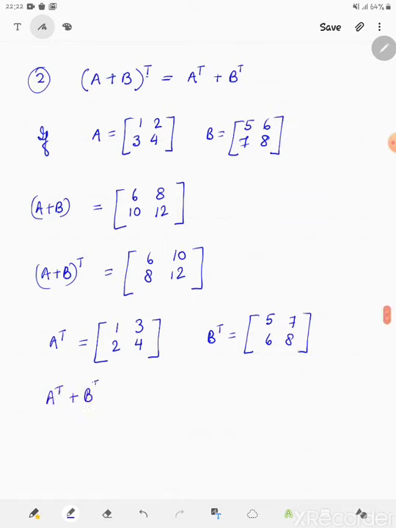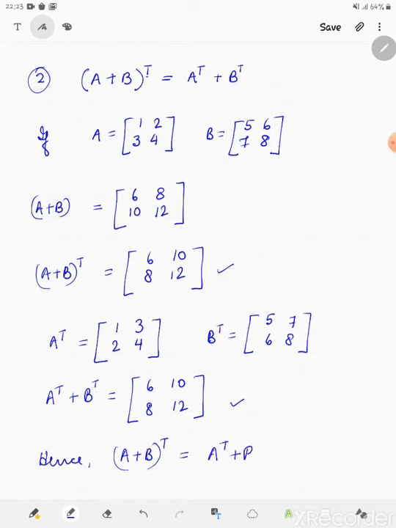Let us now add A transpose and B transpose and find what do we get. So what do we get? 1 plus 5 is 6, 3 plus 7 is 10, 2 plus 6 is 8 and 4 plus 8 is 12. Fine. So now you can see that the result of (A plus B) transpose and the result of A transpose plus B transpose is the same. Hence it is proved that (A plus B) whole transpose will always be equal to A transpose plus B transpose.